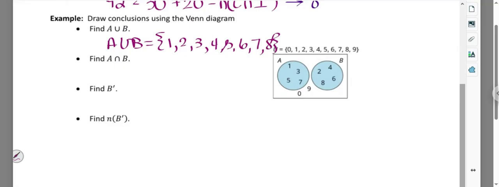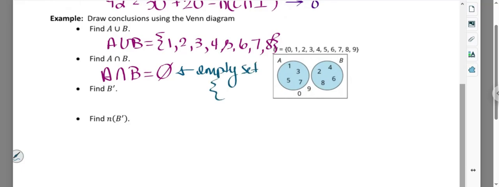The intersection of A and B. Do A and B share any numbers? No. So it's an empty set. The intersection does not exist. It is an empty set. You can use the empty set symbol, which is just a set with nothing in it. All right.